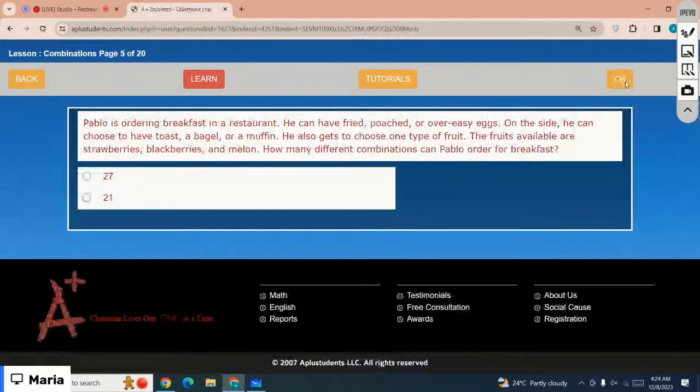Pablo is ordering breakfast in a restaurant. He can have fried, poached, or over easy eggs. On the side, he can choose toast, a bagel, or a muffin. He also gets to choose one type of fruit. The fruits available are strawberries, blackberries, and melon. How many different combinations can Pablo order for breakfast? So, which is the correct option?